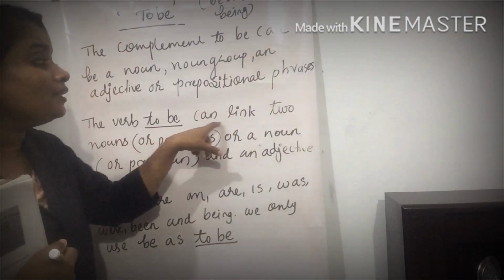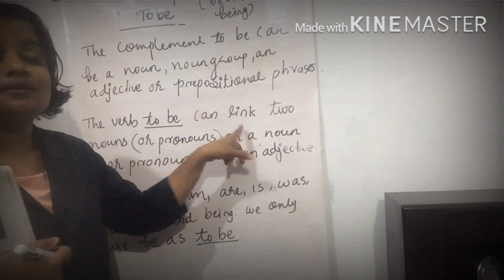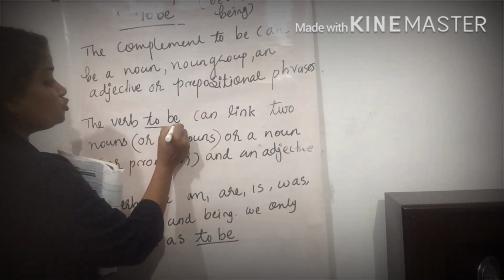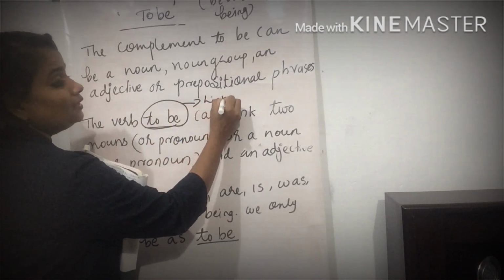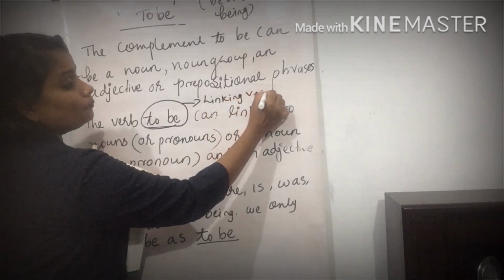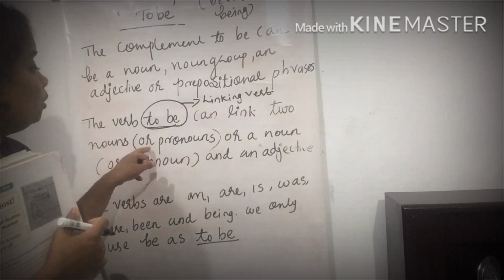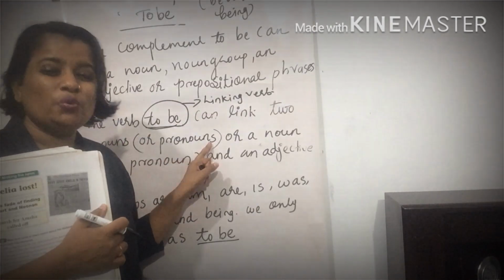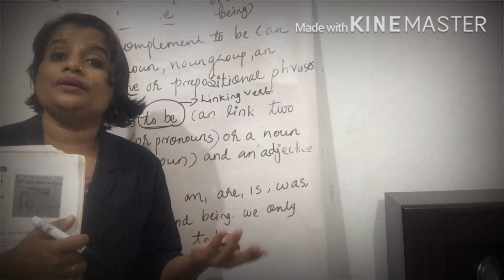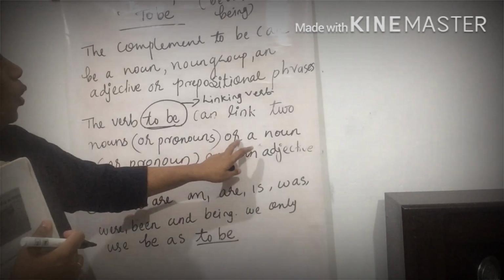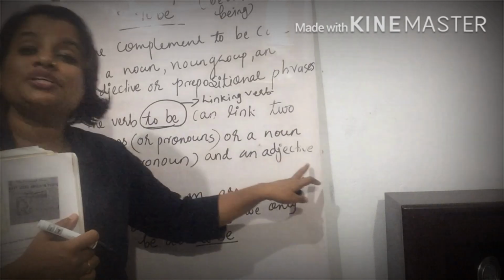The verb to be can link. This to be is known as a linking verb. So to be can link two nouns or pronouns. We know that. What do you mean by noun and pronoun? Or a noun or pronoun and an adjective.